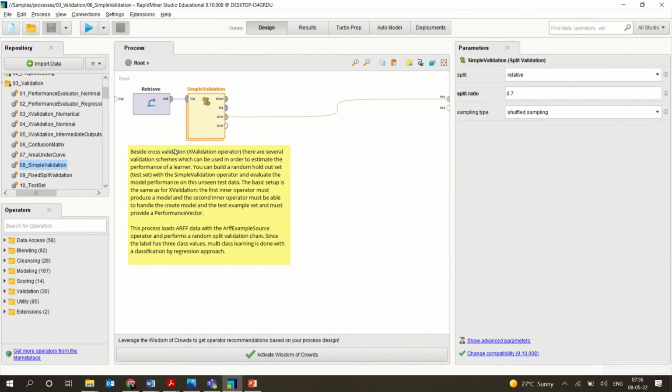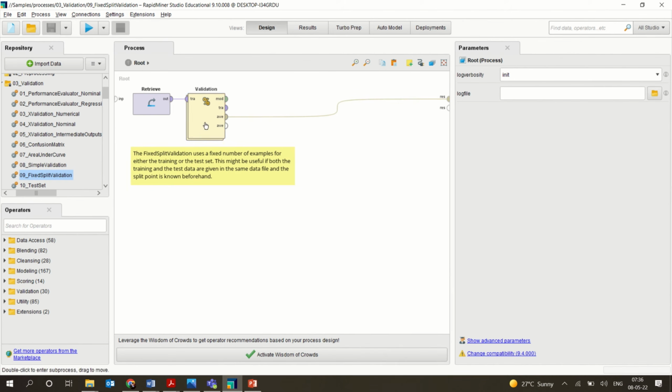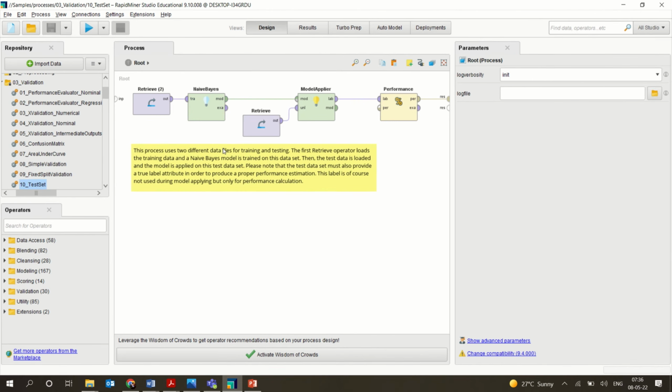Hope you're able to understand. In the simple validation, you use this relative split, and in the fixed split validation, you use the absolute one. So it is a fixed number of values for both the training set and the test set. And there is another example which is given here.